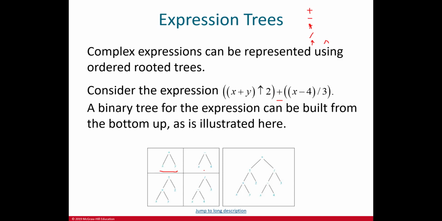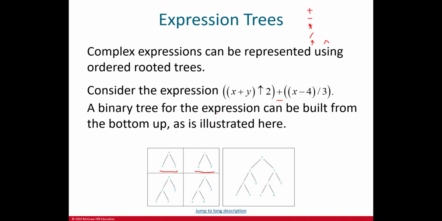So again we have one tree representing x and 4, and subtracting 4 from x. And then once we do that, we are going to divide by 3. So this is the second tree generated by that, x minus 4 divided by 3, and this is x plus y raised to 2, and then both these subtrees are joined by the addition sign.